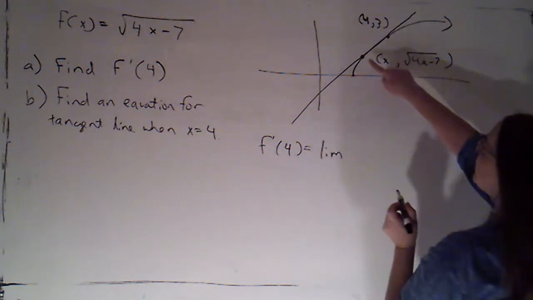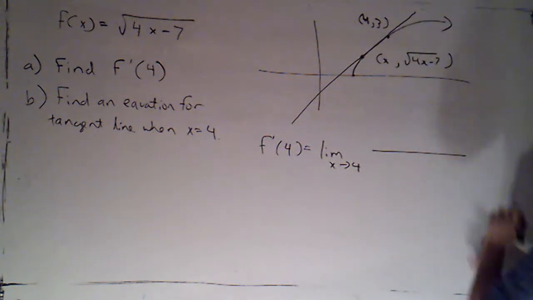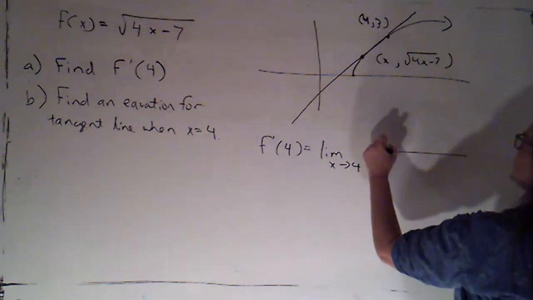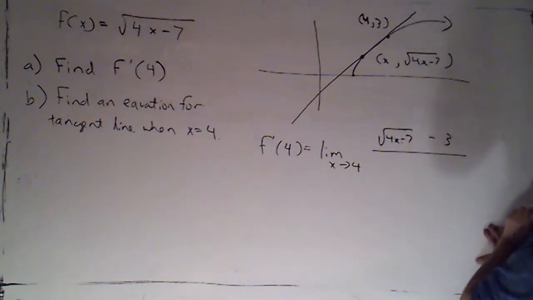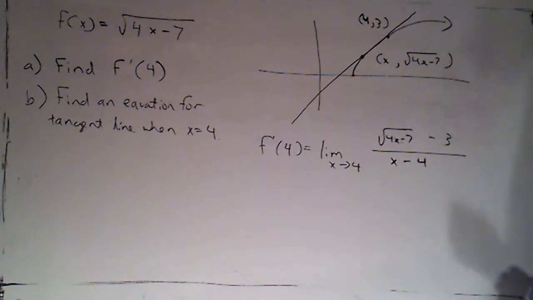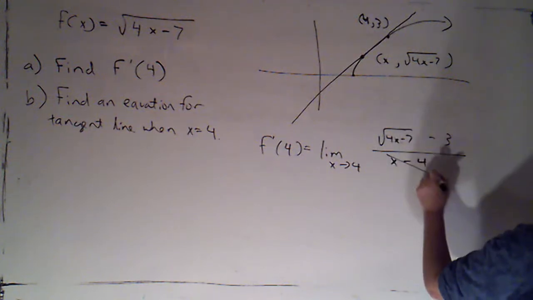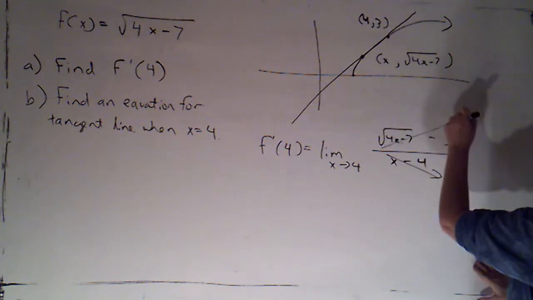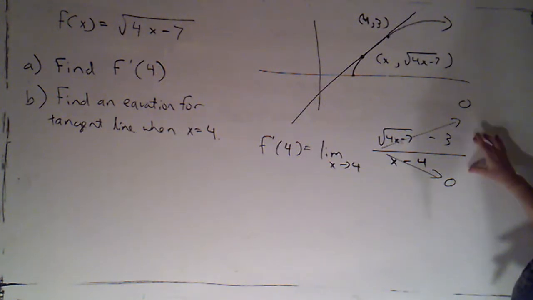That's going to be the limit as x moves closer and closer to 4 of the slope of the secant line. Just rise over run. The rise would be root 4x minus 7 minus 3 over the run is x minus 4. And if we set this up right, I know top and bottom should both be going to 0. Clearly the bottom is, and we saw when we plugged in 4, we got 3. So the top is going to 3 minus 3. That's also 0.